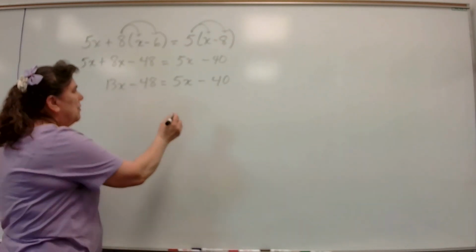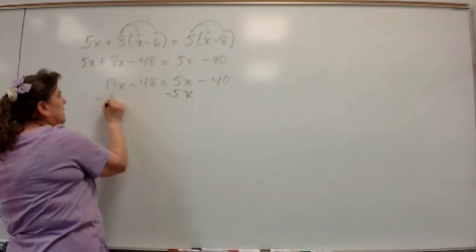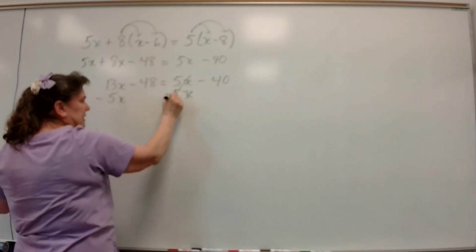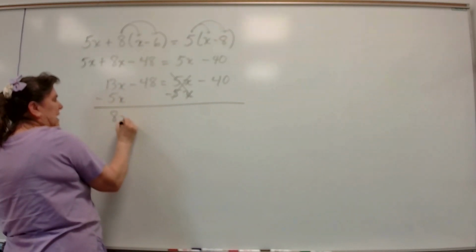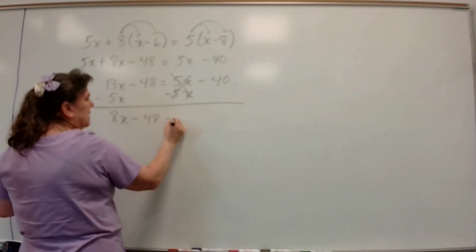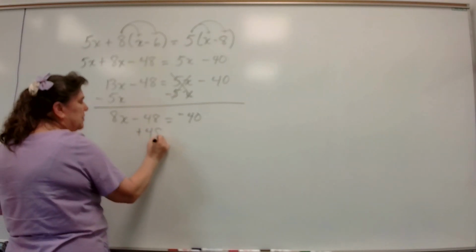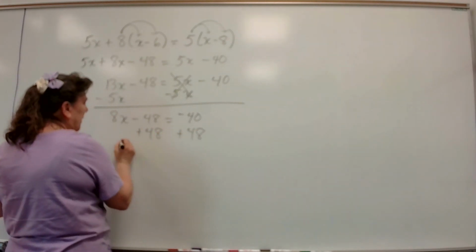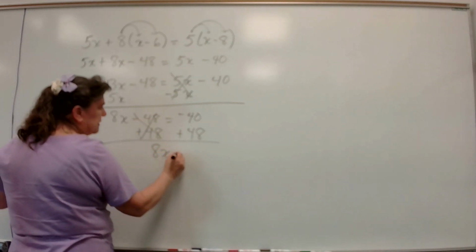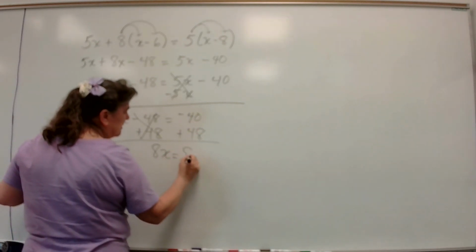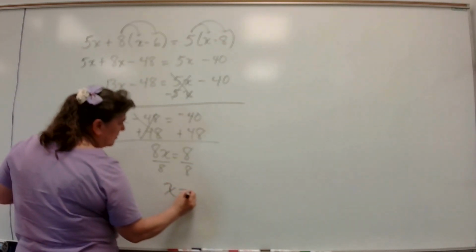Now you're ready to move all your variables to one side and your numbers to the other side. So I have a 5x and a 13x, so I'm going to subtract 5x from both sides, because this is a positive, so to turn that into 0, it has to be negative. This is going to leave us with 13 minus 5, which is 8x, minus 48 is equal to negative 40. Minus 48, so you do the opposite, which is add 48. And this becomes 0. 8x plus 0 is simply 8x is equal to negative 40 plus 48, which is 8. Divide by 8, and we end up with x is equal to 1.